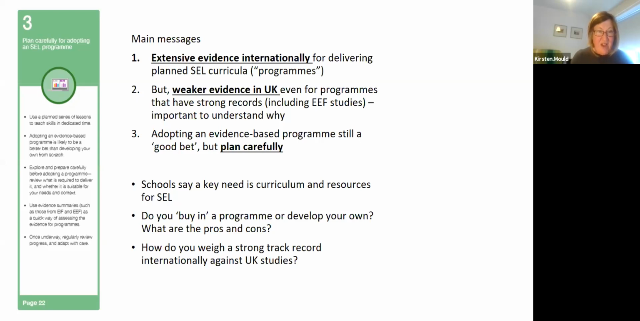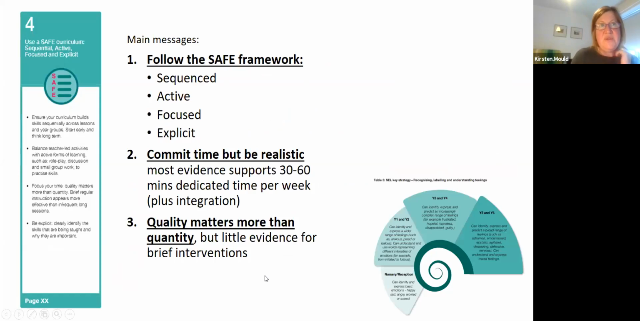So there are databases you can have a look at to explore programs. There is the EEF toolkit, which has links to all sorts of programs that have been evaluated, but also the Early Intervention Foundation also have a list of programs. And interestingly, sometimes the findings are slightly different because they're measuring different things or it's been implemented in a different way. But they are useful signposts to where you can look at evidence-based programs. But recommendation 4 that we'll go on to next looks at where schools are planning their own curriculum for SEL.